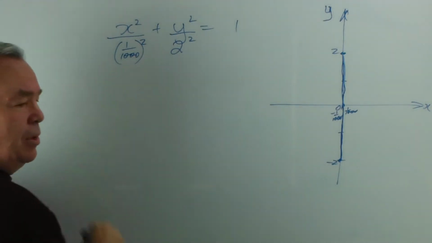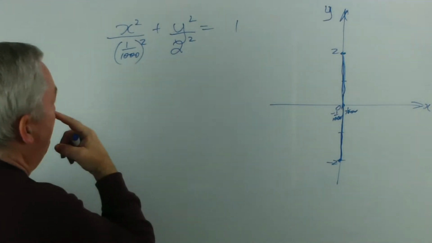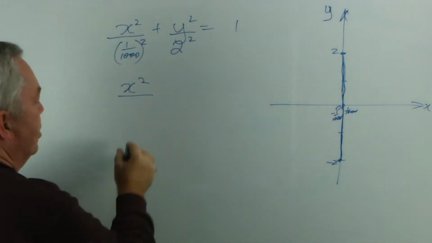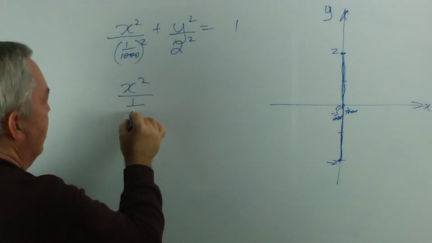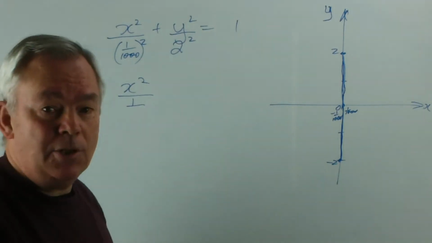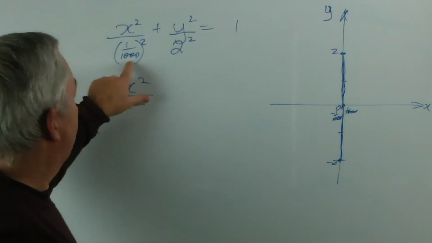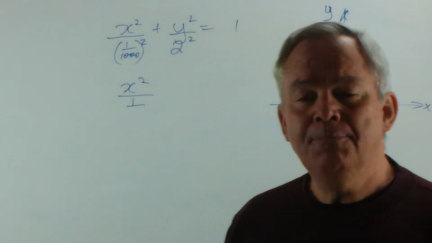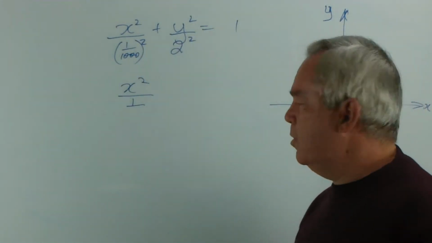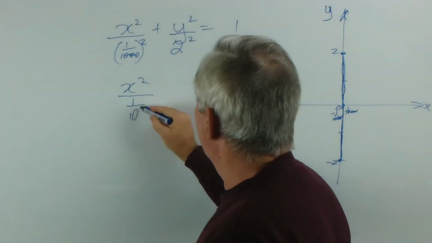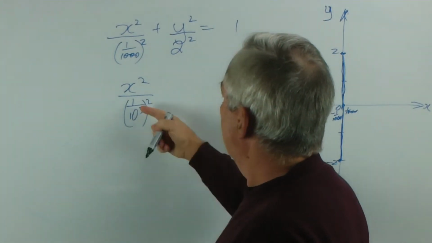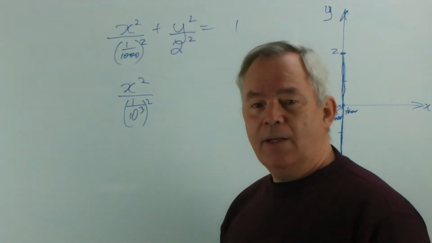Now that's not the simplest way to write this. I suggest that it's actually a little bit easier to use scientific notation, or at least index notation. 1000 is 10 times 10 times 10, which is 10 cubed. We can simplify that even further.